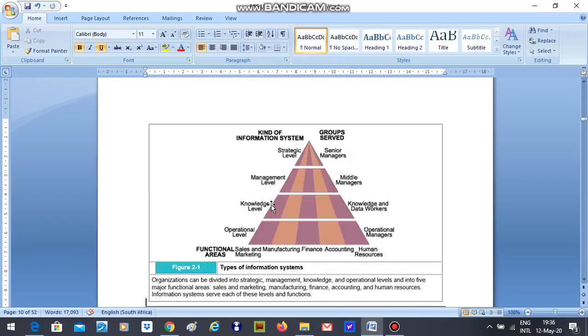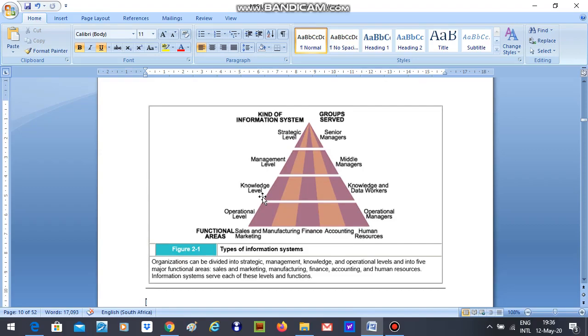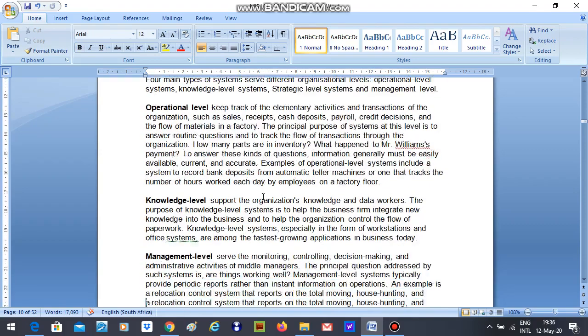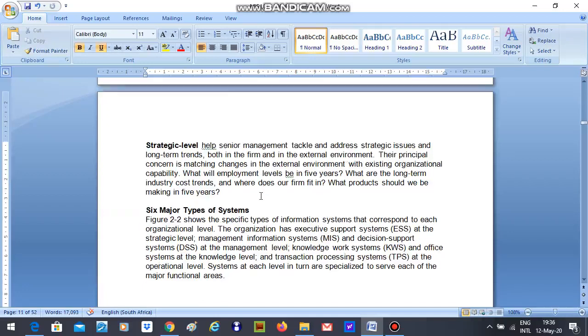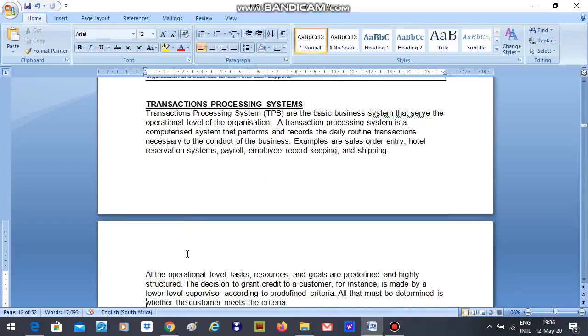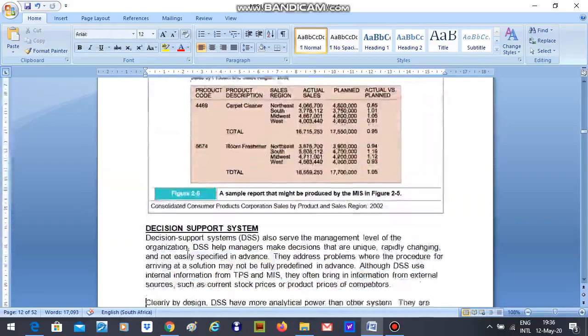And then we also look at the systems used in businesses. We have the strategic level, the senior management level, middle managers, knowledge workers, and operational managers. Under these levels you have these managers, and under them we have the systems. This is the explanation of the levels linked with the systems. We have 6 types of systems: ESS, which stands for Executive Support System, MIS, Management Information System, KWS, Knowledge Work System, TPS, Transaction Processing System, and DSS, Decision Support Systems. They work hand in hand with the levels of management. That is how they operate.